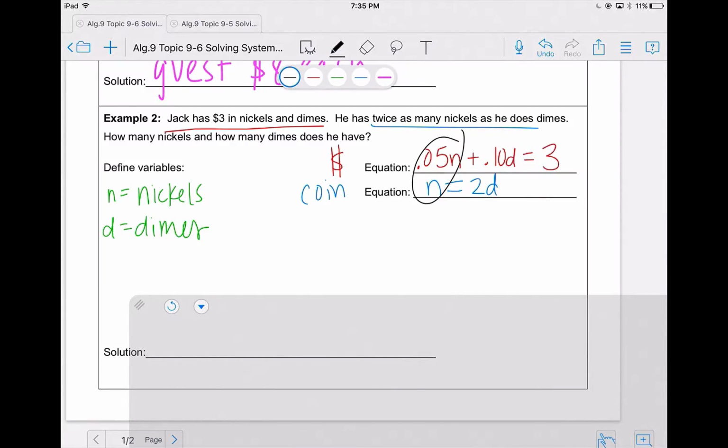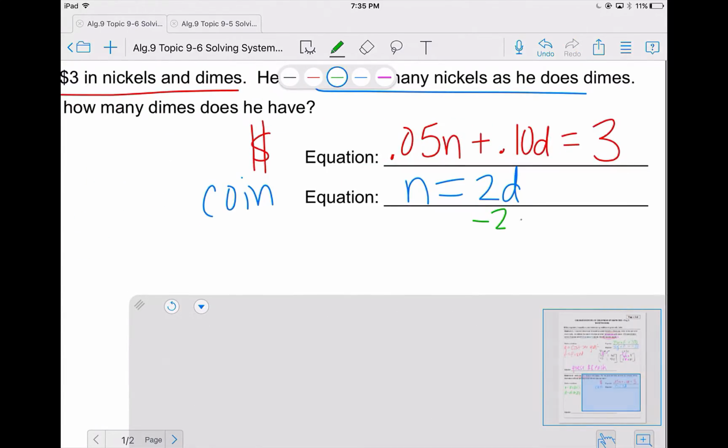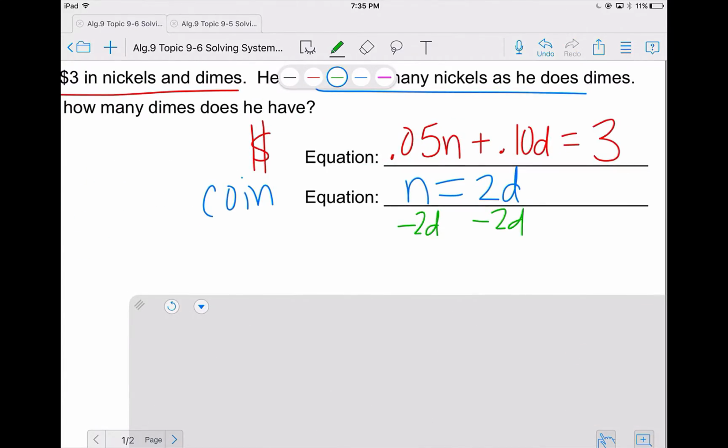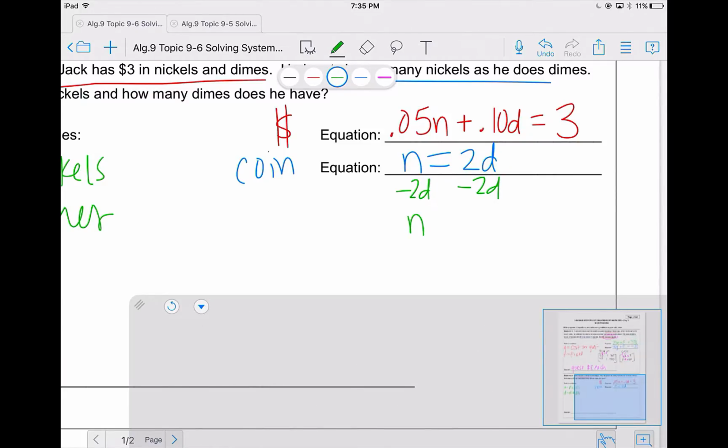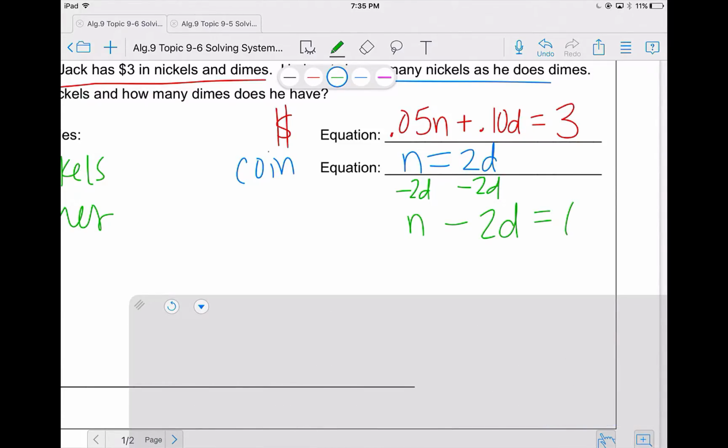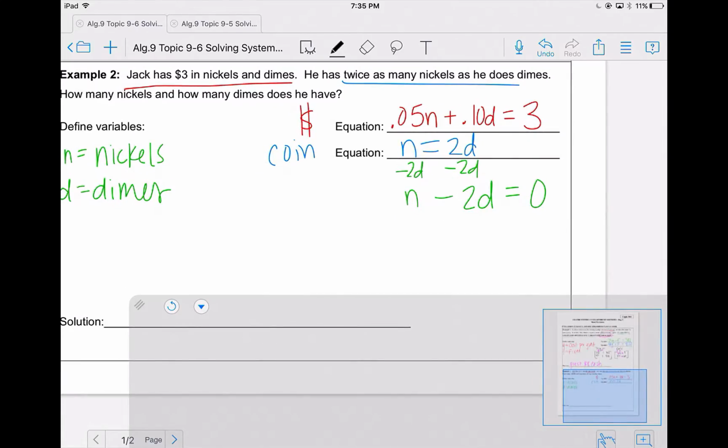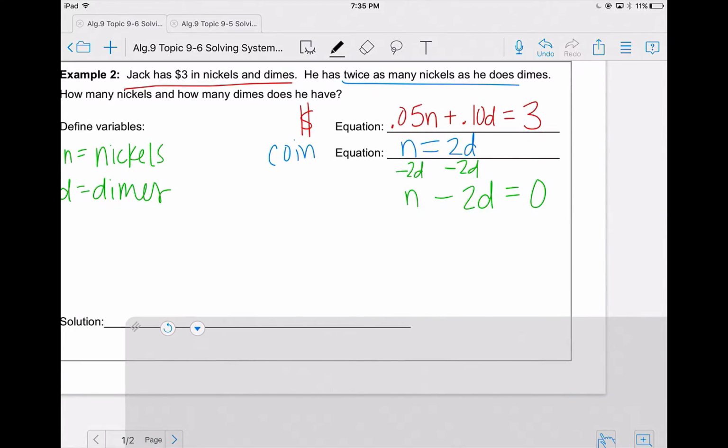From here, I can see that without the equals sign or with the equal sign, my variables are not lined up. So I need to move this bottom equation so it will be lined up. I will have n minus 2d equals 0. And now I'm ready to start plugging into my matrix.